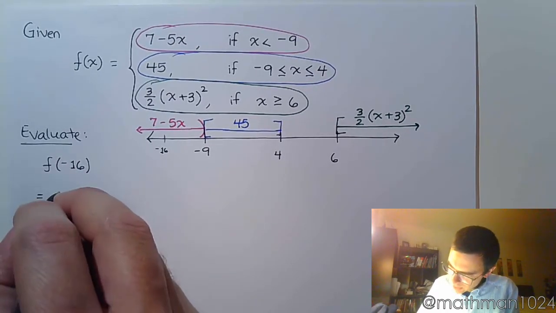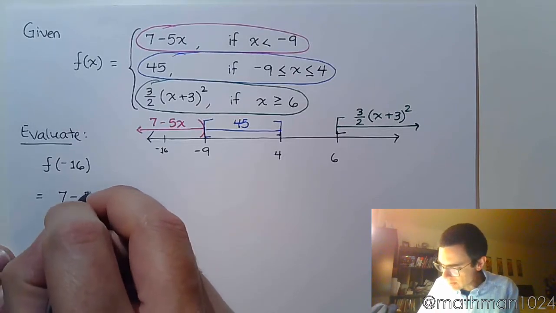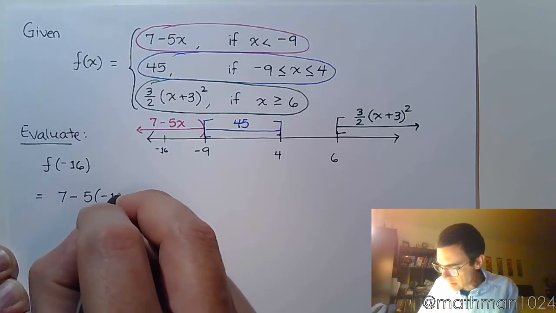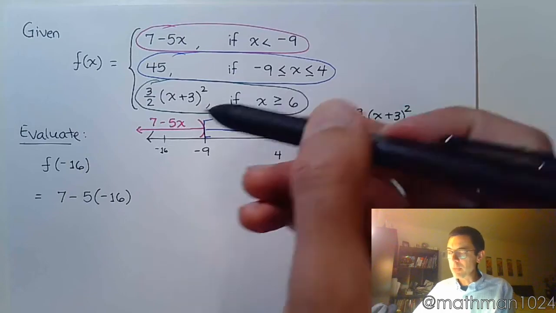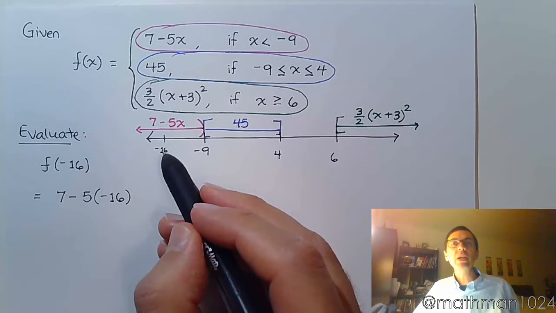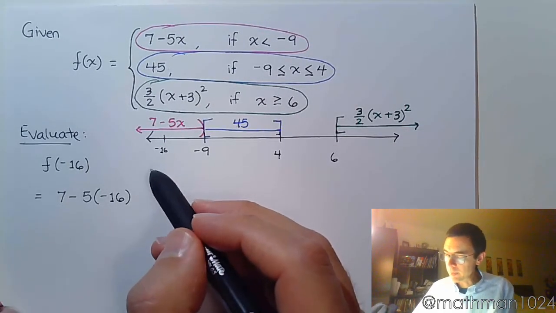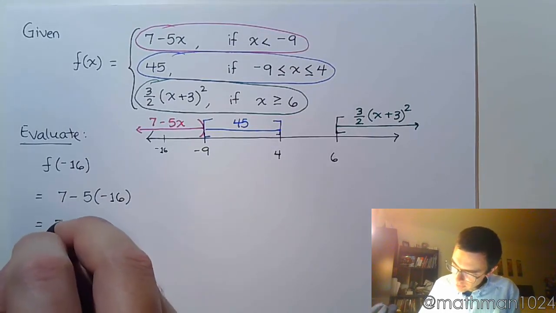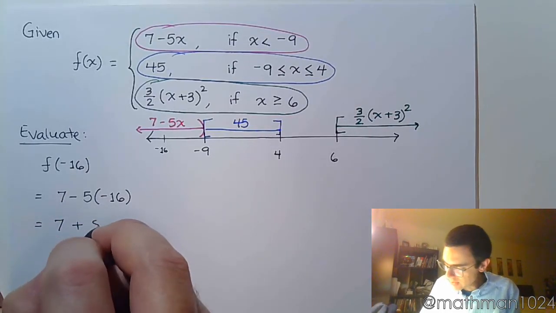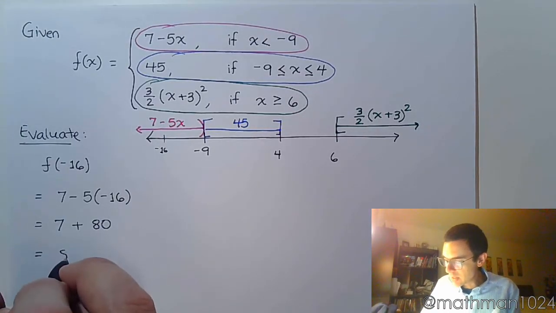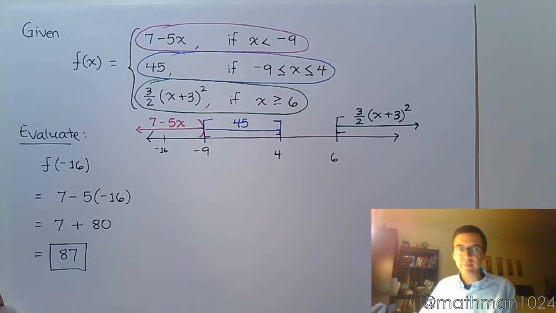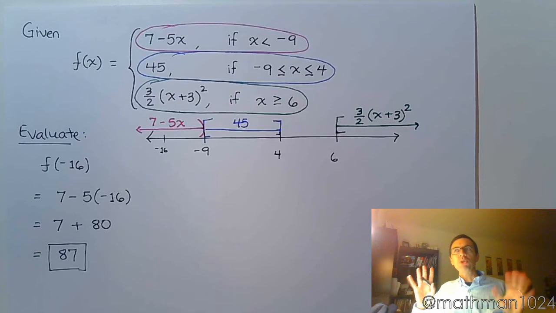So that means I'm going to say 7 minus 5 times -16, and I'm just going to work it out. I'm not going to plug -16 into these other expressions because -16 is in that pink area, and only that pink area. So doing the math, 5 times 16 is 80, and the two negatives multiply to give you a positive. So these guys combine to give you 87. That's all there is. Don't make it more complicated.